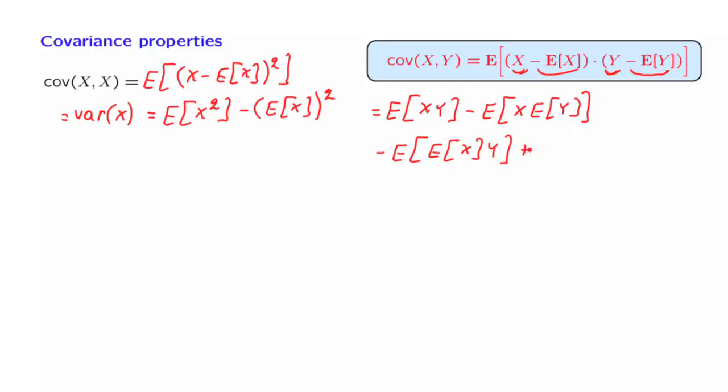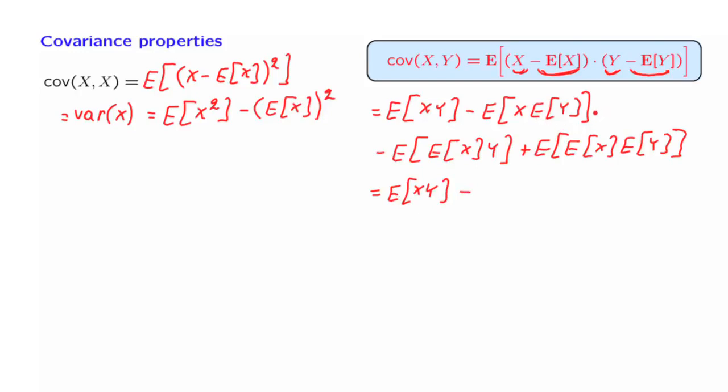And finally, the last term comes by multiplying this quantity with that quantity. And this is what we have by applying linearity to the definition of the covariance. Now, remember that the expected value of a random variable is a number, it's a constant, and constants can be pulled outside expectations. So if we do that, what we obtain is the following.